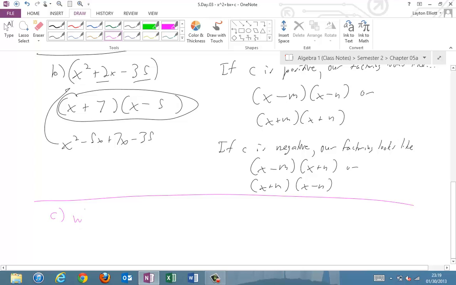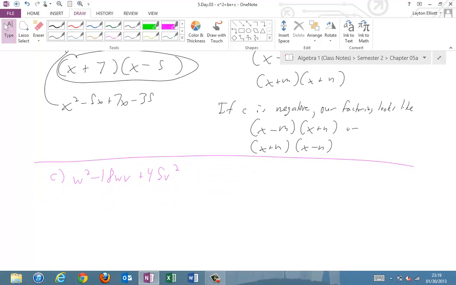Let's do w squared minus 18wv plus 45v squared. This is actually very similar to letter A. I'm going to separate it like this. W and W gives me W squared. But if I look at the last one, I'm going to have a V in there too, because I want to make V squared. I just have to figure out, okay, what are the coefficients?